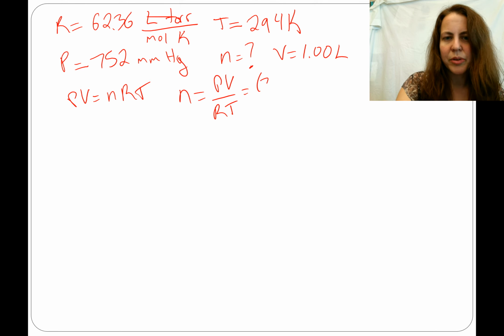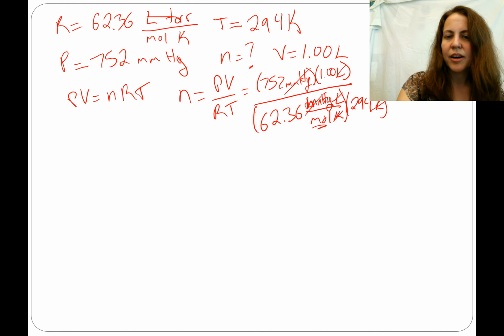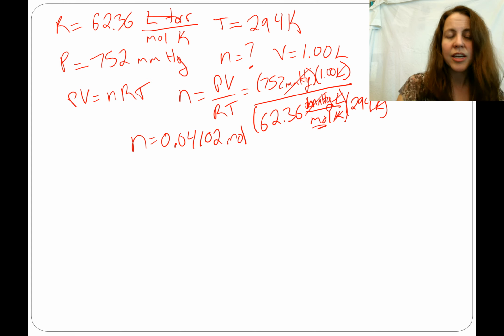Okay, so I'm just going to multiply my pressure times volume, and divide by R, which is 62.36. Again, this is torr, which I'm actually going to write here as millimeters of mercury, so things cancel out nicely. Remember, torr and millimeters of mercury are exactly the same thing. They're equivalent. I'm going to put my temperature in there. Now we should see that temperatures cancel, liters cancel, millimeters of mercury cancels. We're left with moles in the denominator, so we're going to kick those up. And so we will get for our number of moles 0.04102 moles.